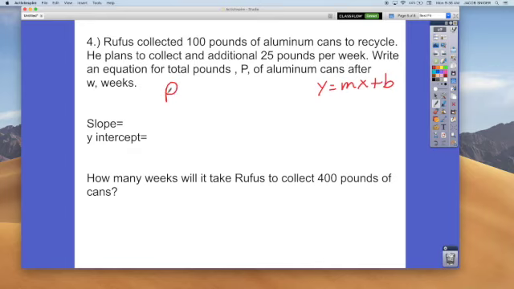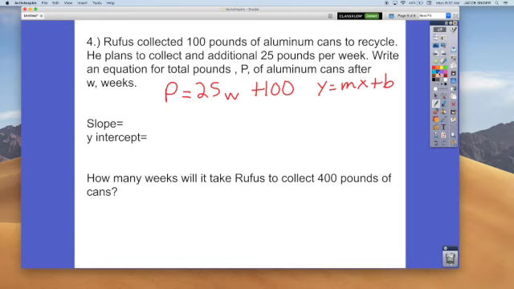So I got pounds equals, how much is he trying to collect per week? See that word? Per. That always means slope for the most part. Per week. So he's going to try to get 25 pounds per week. Now they told us we want to put W for week, so let's put W. And how many does he start with? He's already collected 100 pounds. Okay? So now let's fill it up.